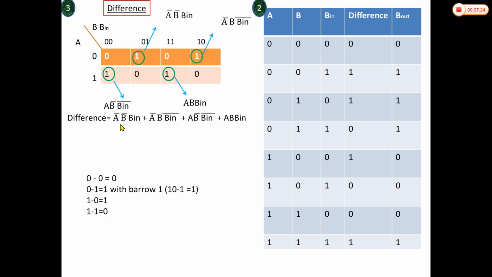For the difference we get A bar B bar B in plus A bar B B in bar plus A B bar B in bar plus A B B in.